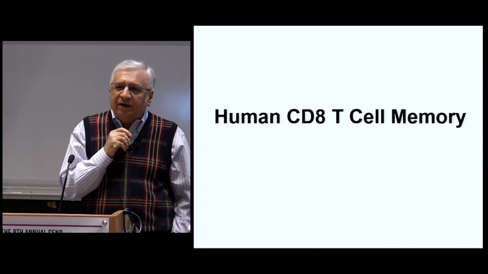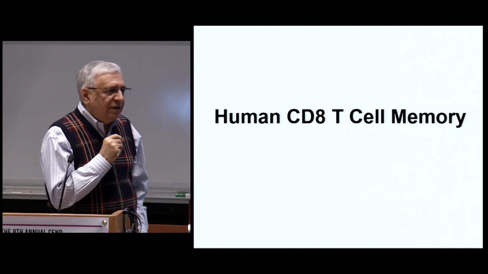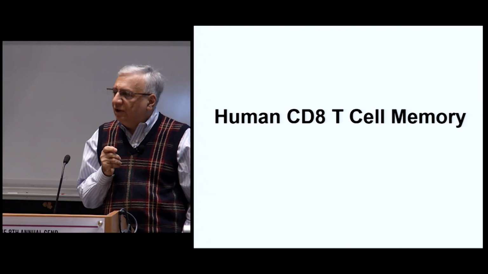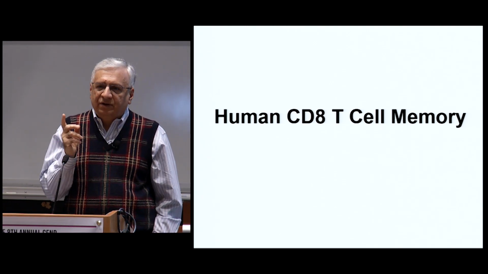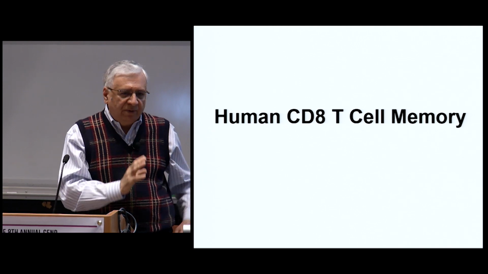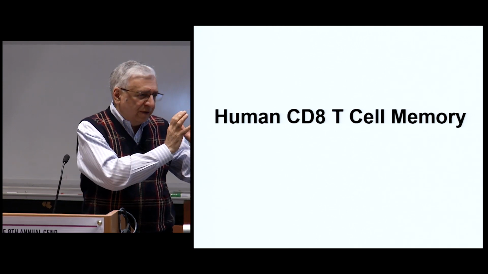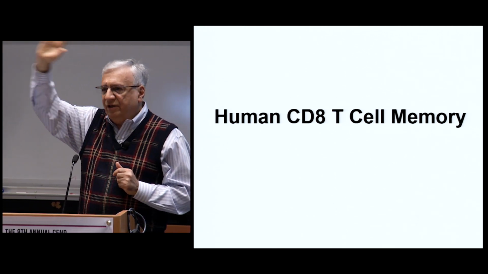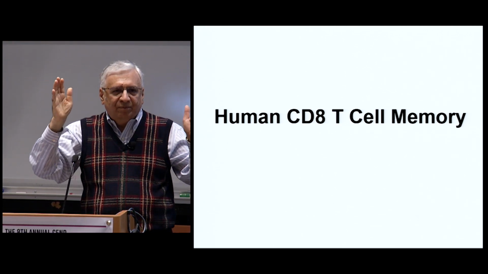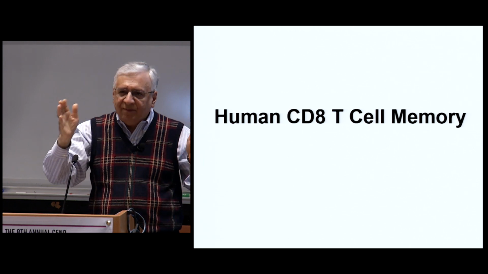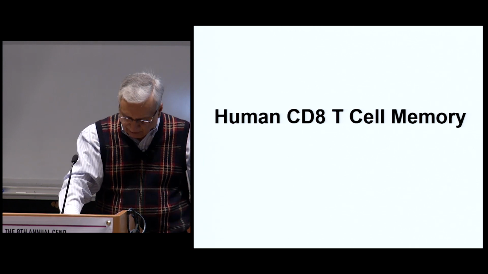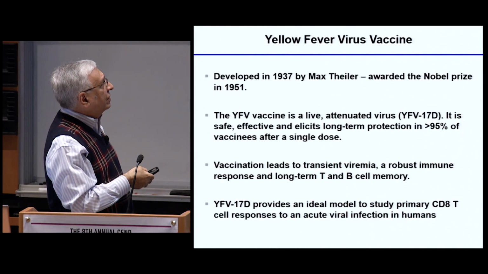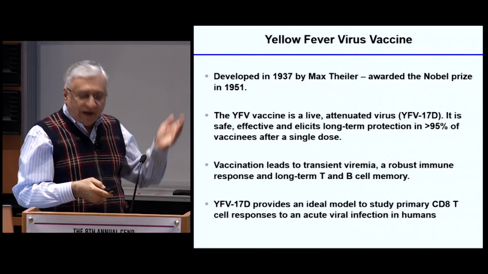But there was very little information about CD8 T-cell responses after an acute infection. And in particular, we were interested in looking at a primary CD8 T-cell response, not a recall response. We wanted to study the response from the initial generation to the long-term effector generation memories. We wanted to look in a population where we could look at a primary CD8 response after an acute viral infection. So how do you do this? It turns out actually there's a wonderful system for studying this, which is the yellow fever virus vaccine.